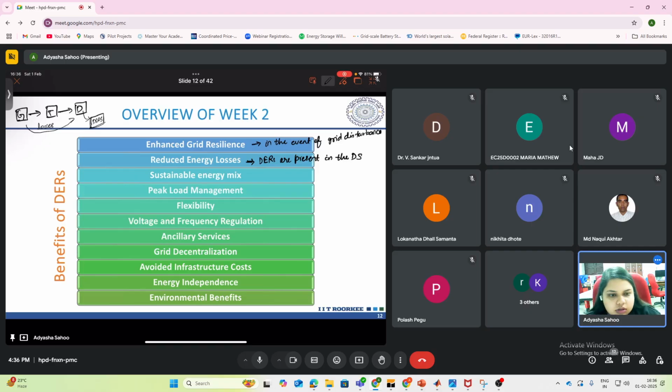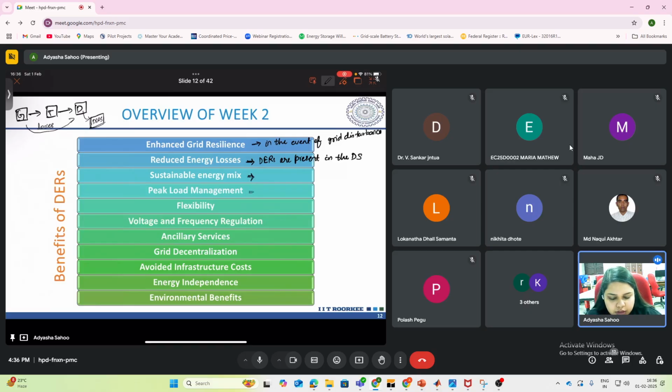Then of course sustainability is a point. We have the net zero target, where we want the emissions from the electrical grid to be basically zero. So we are driving to that with the help of these DERs.